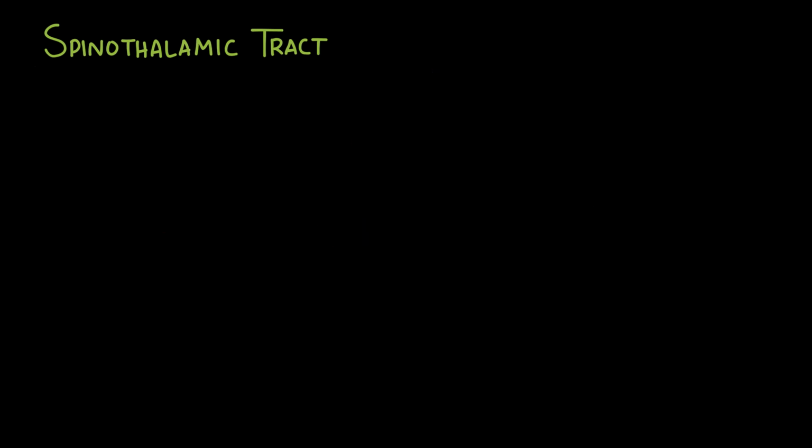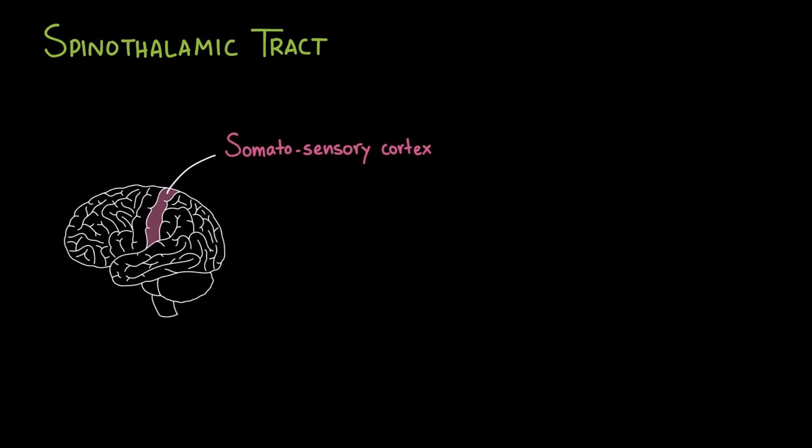Now that the sensory information has completed its pathway, it finally reaches the primary somatosensory cortex, which is located in the post-central gyrus of the parietal lobe. This is where perception truly happens. It's where your brain interprets the electrical signals and turns them into conscious sensations.